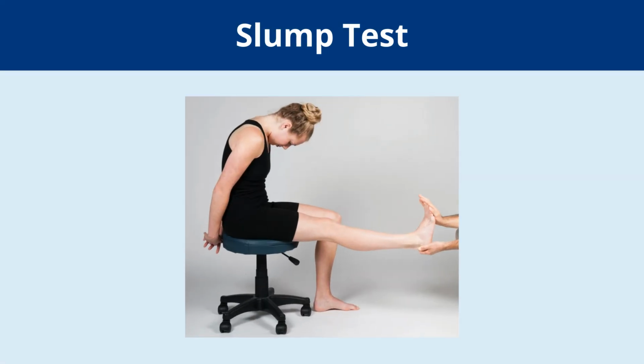Here's how it works. The patient first slumps into thoracic and lumbar flexion, then brings their chin to their chest to add cervical flexion. The therapist then positions the ankle in dorsiflexion and asks the patient to actively extend the knee. Each step progressively increases tension on the neural structures. If symptoms are provoked, the therapist asks the patient to extend their neck.